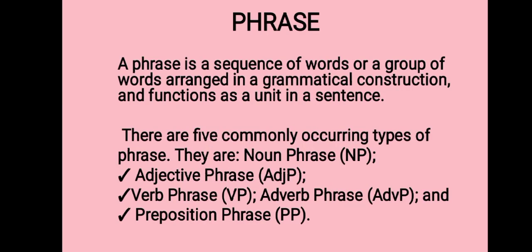Okay, now let's talk about phrases. A phrase is a sequence of words or a group of words arranged in a grammatical construction and functioning as a unit in a sentence. There are 5 commonly occurring types of phrases. They are noun phrase, adjective phrase, verb phrase, adverb phrase, and preposition phrase.